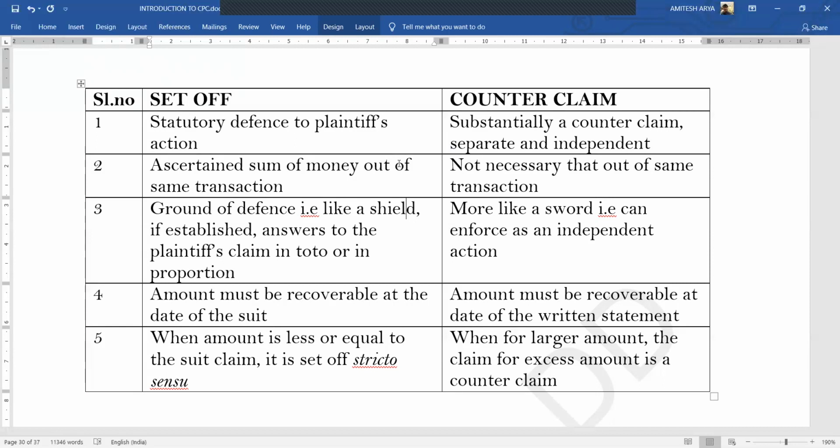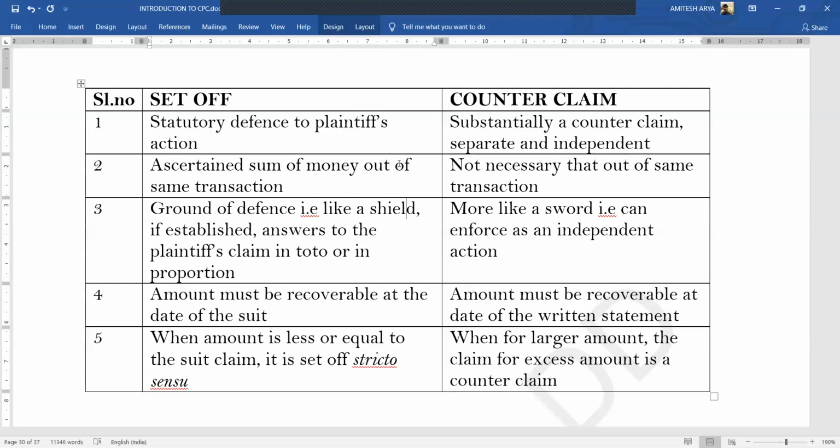Now, in set-off, mostly it is less or equal to the suit claim. And generally, a counterclaim is always for a larger amount. That is, a claim for the excess amount is taken as a counterclaim. So here you see, you are just trying to put up a set-off. You're trying to put up a defense. There you're trying to put up a counterclaim, which is more likely to be independent and separate. Here, a certain sum of money out of the same transaction is necessary in a set-off, while in a counterclaim, that is not the case. Set-off is more like a defense, like a shield.